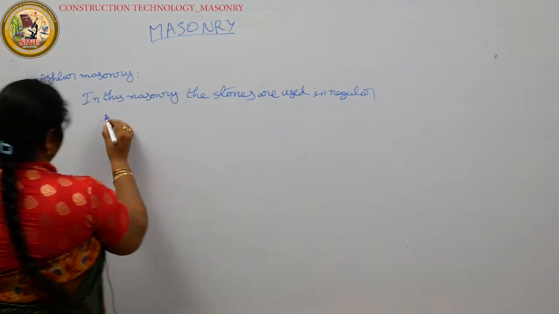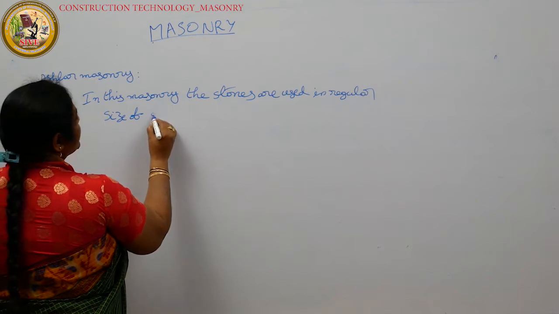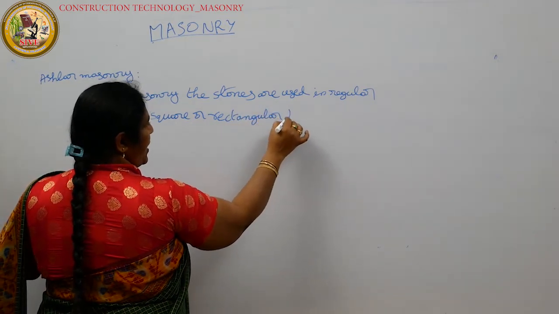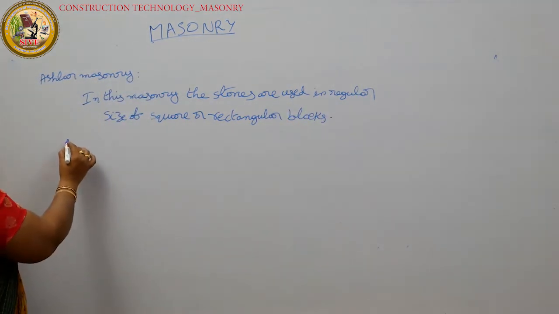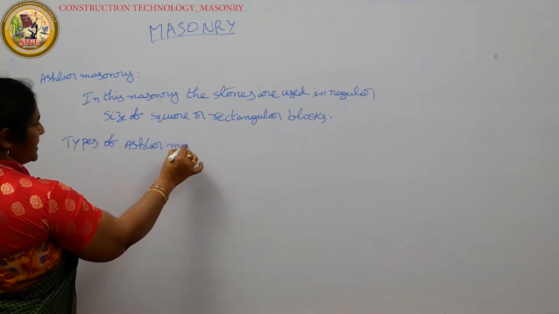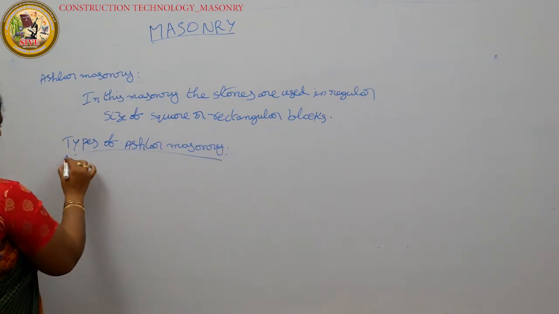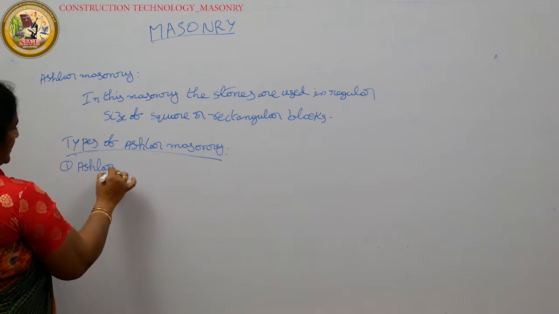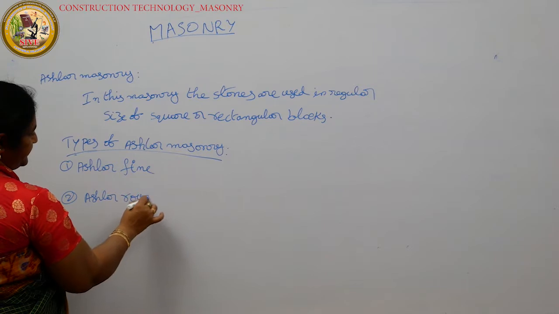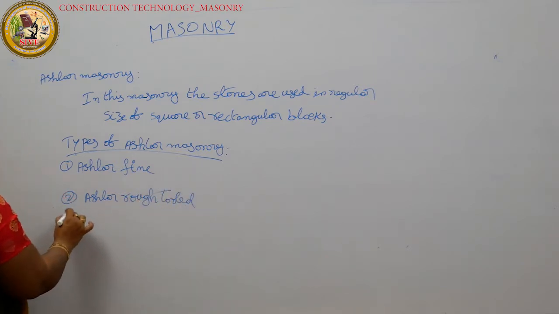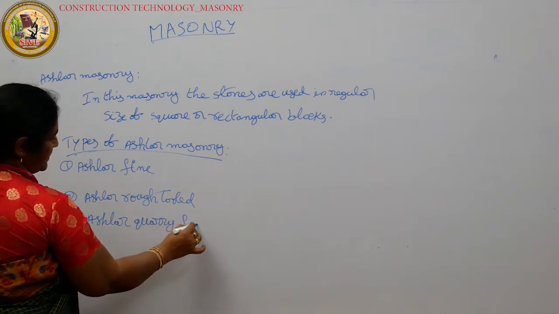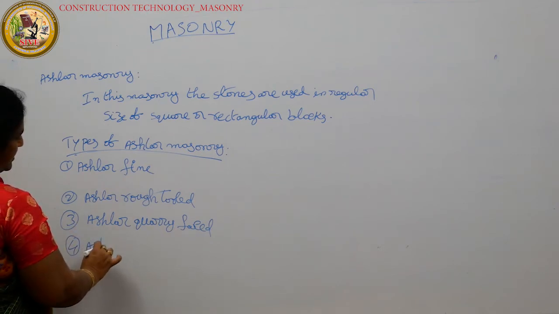In ashlar masonry, the stones are used in regular size of squares or rectangular blocks. Types of ashlar masonry: ashlar fine, ashlar rough tooled, ashlar quarry faced, ashlar chamfered.